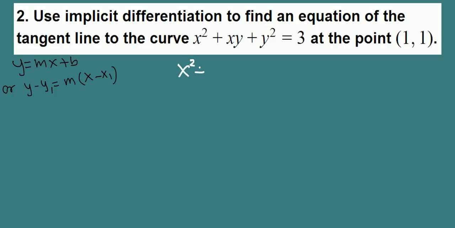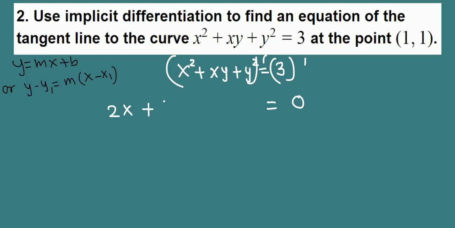We have the curve x squared plus xy plus y squared equals 3. To find y prime, dy over dx, we take derivatives of both sides. Derivative of left side is equal to derivative of right side, and derivative of right side is 0. Derivative of left side means we have 3 terms. So derivative of first term, derivative of x squared is just 2x, plus derivative of xy. This is x times y, and y is a function of x, so we need to use product rule here.